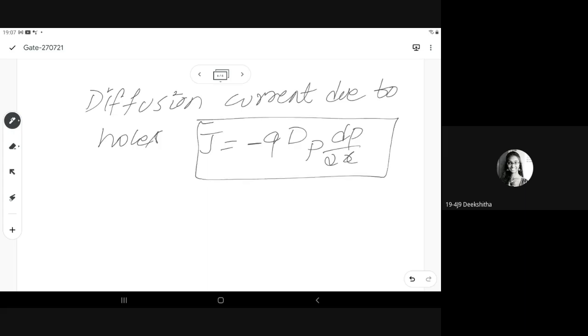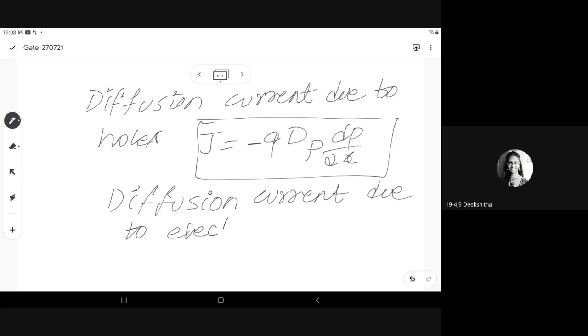We'll explain why we got this expression. Similarly, the diffusion current due to electrons is given by J is equal to plus Q Dn into dN by dx.